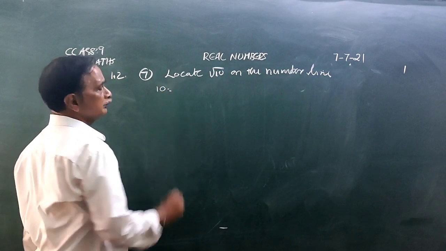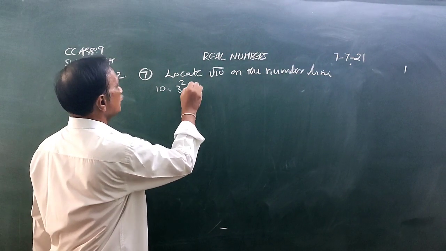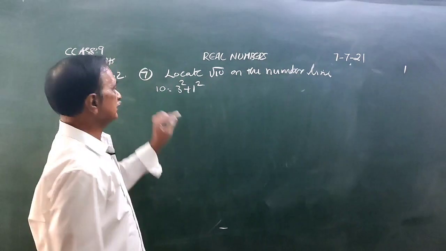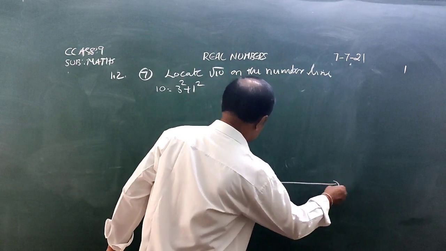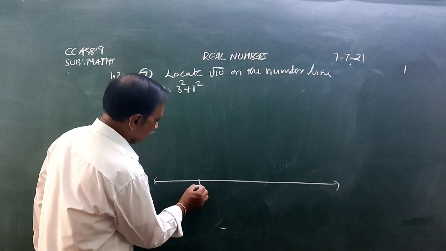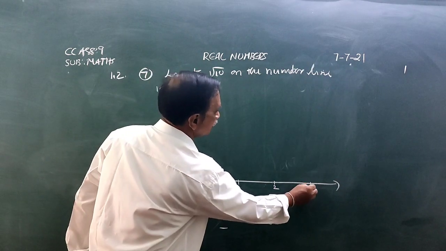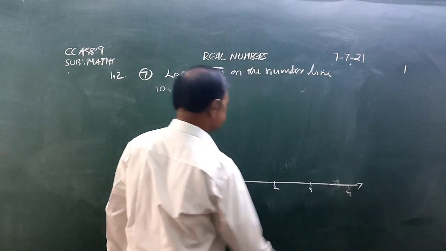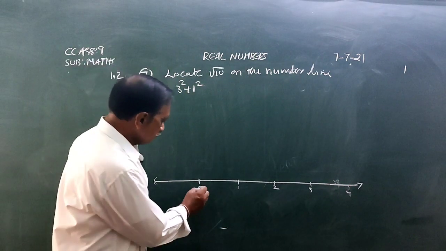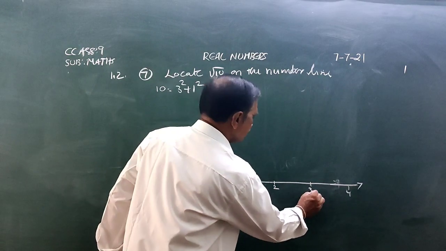See whether 10 can be written as a sum of the squares of two numbers or not. 10 can be written as 3 square plus 1 square. Now draw a number line first. Mark the points 0, 1, 2, 3, 4 and so on. Now denote this 0 as O and this 3 as A.